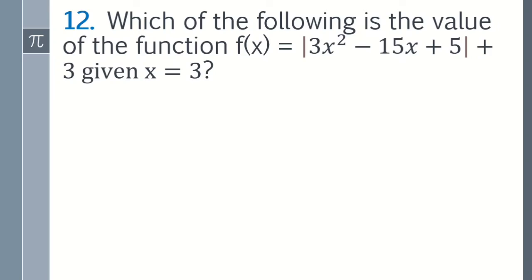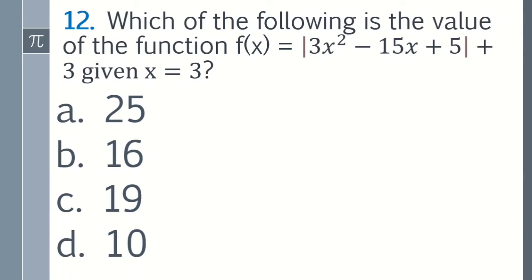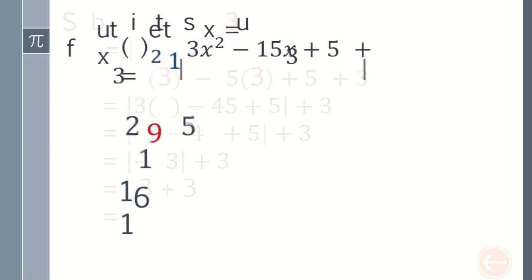Number 12. Which of the following is the value of the function f of x equals the absolute value of 3x squared minus 15x plus 5 plus 3, given the value of x that's equal to 3? Is it A, 25, B, 16, C, 19, or D, 10? Correct answer is 16. Why?